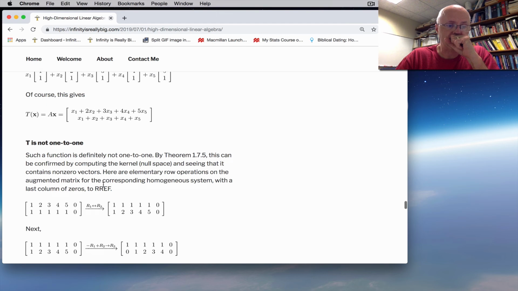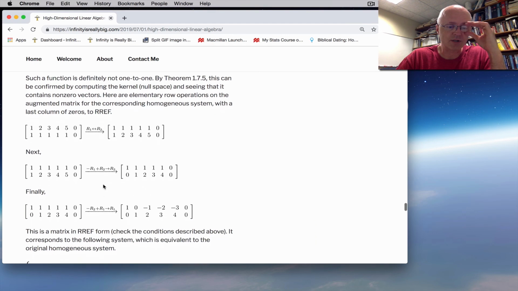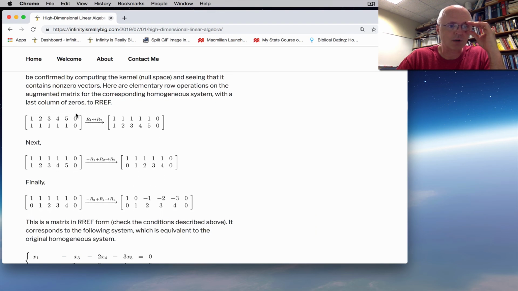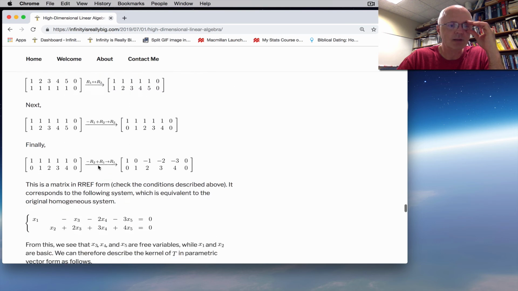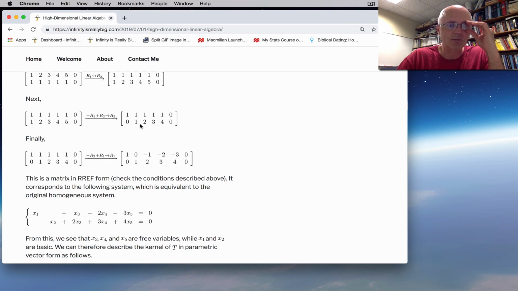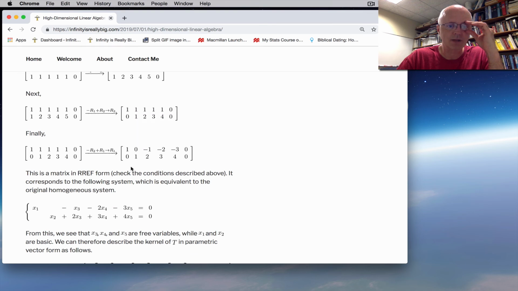So now the row operations to RREF look like this. Here's your starting augmented matrix. Notice the zeros over here. I switched around the two rows first of all. R1 and R2 get swapped. Then I multiply R1 by -1, add it to R2, and put the answer in R2. That gets a 0 here. Then I want to get a 0 above this leading one right there. And that's the next row operation.